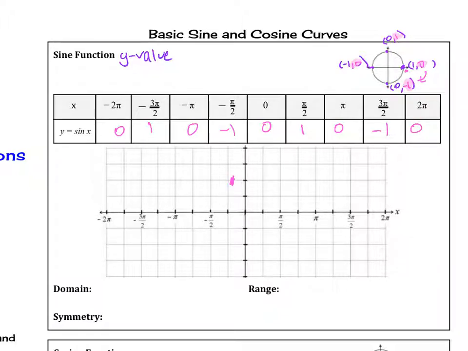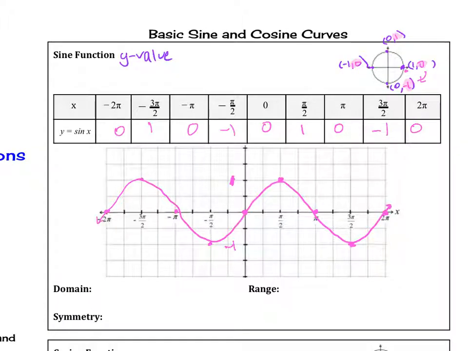So I'm going to list this as 1 up here and negative 1 down here. So at 0, 0, we start here at the origin. Then at pi over 2, we're at 1. At pi, we're down at 0. And then at 3 pi over 2, we're at negative 1. And at 2 pi, we're back at 0. And then we can go backwards. So at negative pi over 2, we're at negative 1. At negative pi, we're at 0. At negative 3 pi over 2, we're at 1. And then negative 2 pi, we're back at 0. So this is our graph of our sine curve.